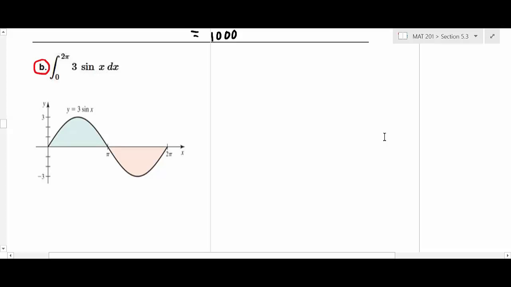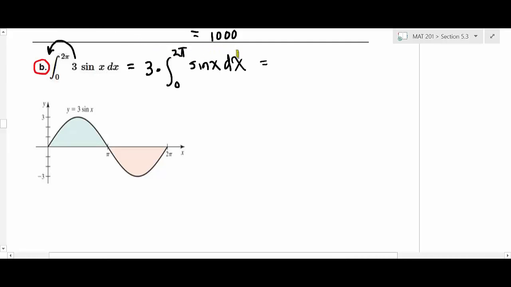Now, if we look at this, we are going to go ahead and just work it out. You may already know what the answer is. Do you think you have an idea what the answer might be? What do you think? Let's go ahead and work it out. So what we're going to do is you can bring the 3 out. That's a good starting place. So that would be 3 times the integral from 0 to 2 pi of sine of x dx, like that. That's how you start.